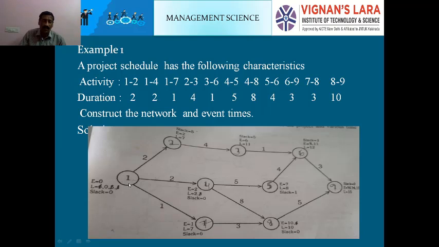At the first event, EST E1 equals 0, L1 equals 0. At the first activity, in each and every diagram, E1, earliest starting time at event 1, is 0. Always zero. Earliest starting time can be calculated with the forward passing method. For example, here, earliest starting time E2 equals 2.